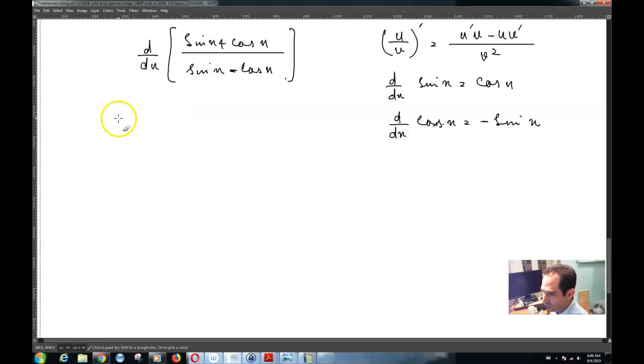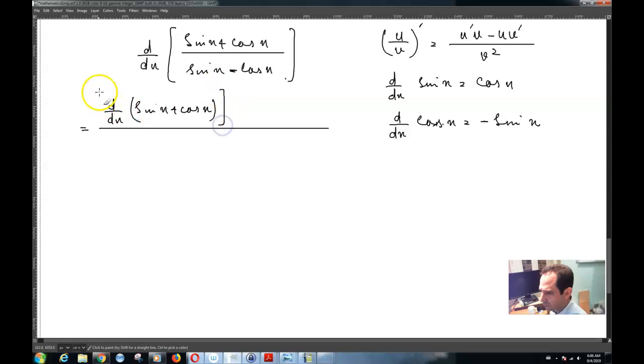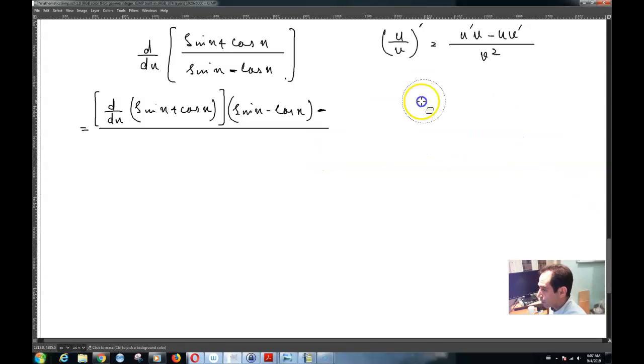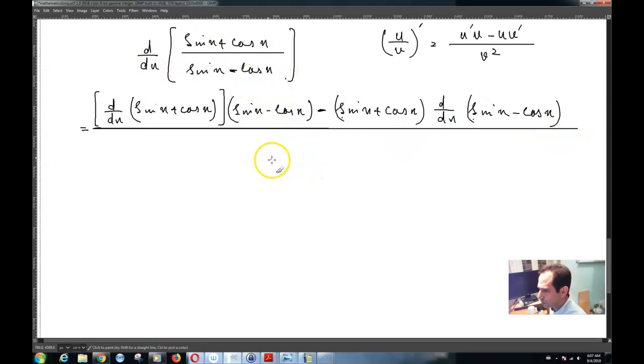So then you can write this as d by dx of sin x plus cos x times the second function, which is sin x minus cos x, minus the first function, which is sin x plus cos x, times the derivative of the second function, d by dx of sin x minus cos x, whole divided by v squared, which is sin x minus cos x whole squared.